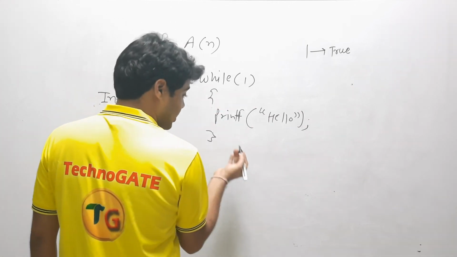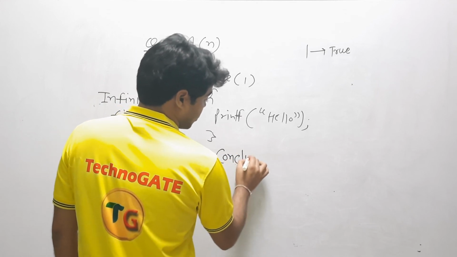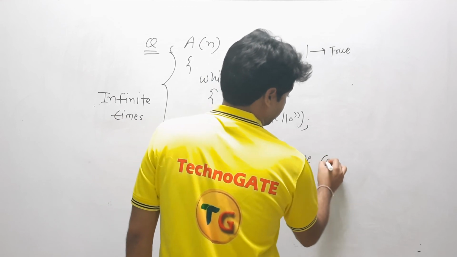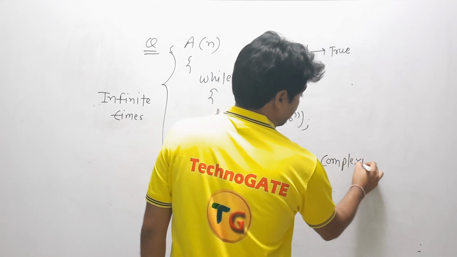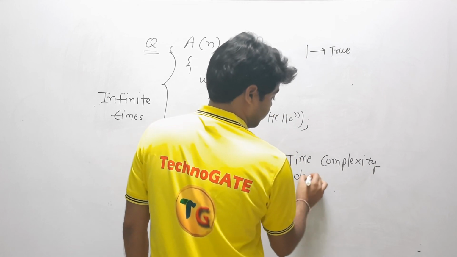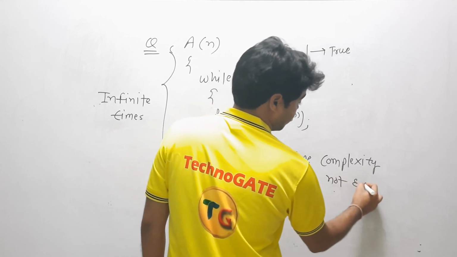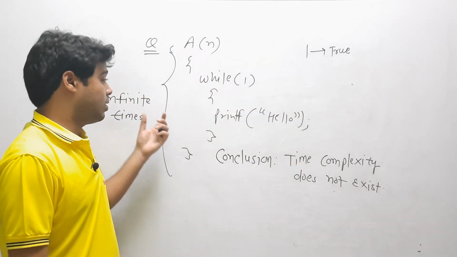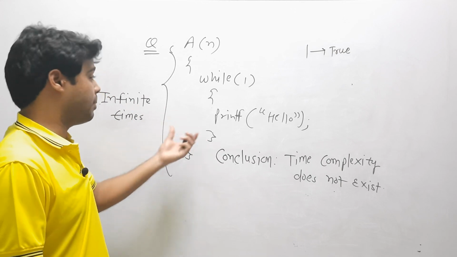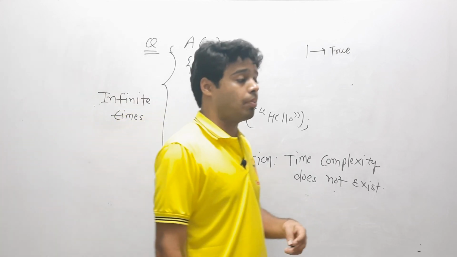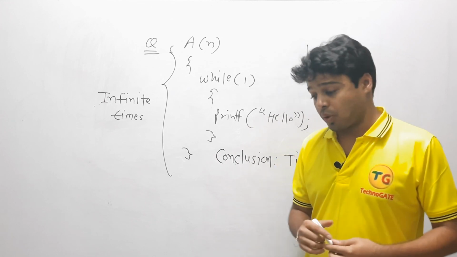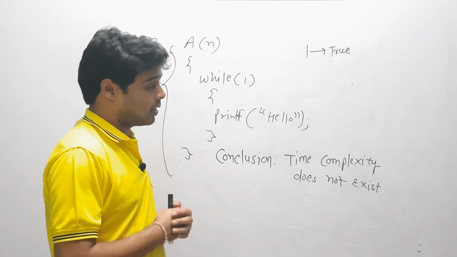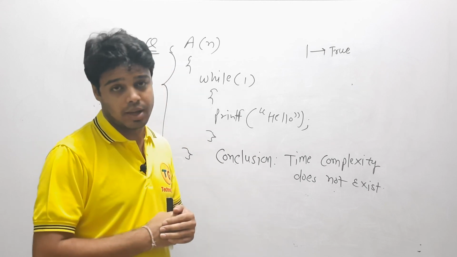So what is the conclusion here? The conclusion is that time complexity does not exist here. Does not exist, because time complexity exists only for finite programs. This is an infinite program, so time complexity does not exist. So time complexity exists only for finite programs, not for infinite programs. Okay, thank you everyone. We will discuss more time complexity problems in the upcoming lecture.